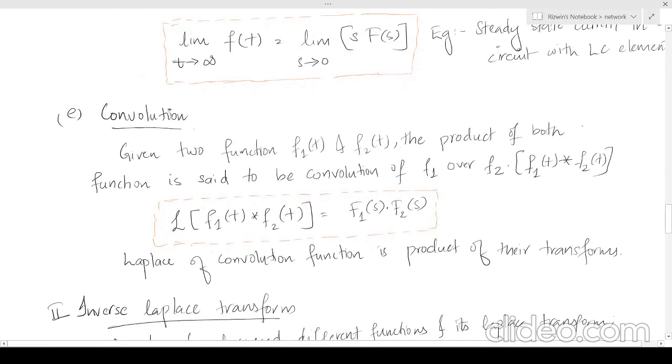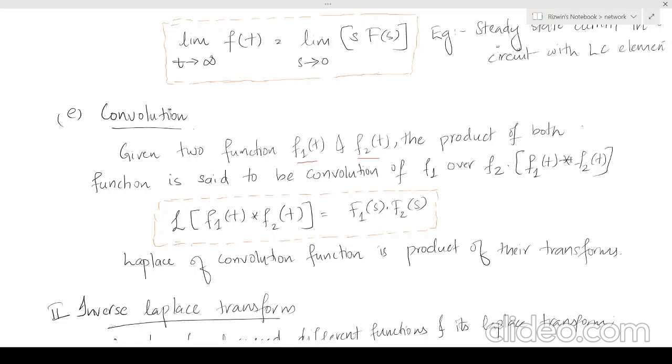Okay, now let's go for the convolution. Suppose there are two functions, f1 and f2. Multiplying both functions, the convolution is all about taking f1 of t multiplying with f2 of t. The whole operation will be known as convolution. And what actually happens is that the function f1 is convoluted over f2.